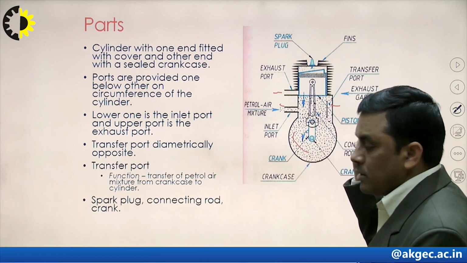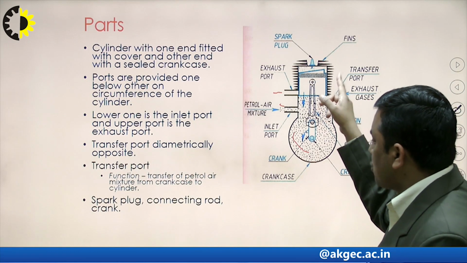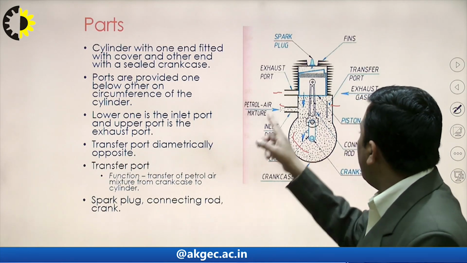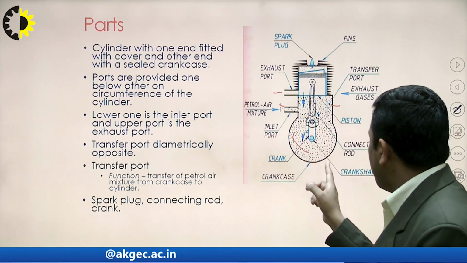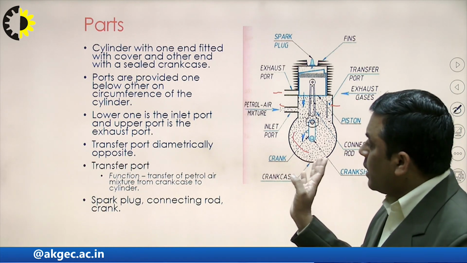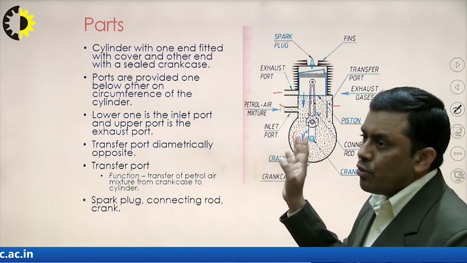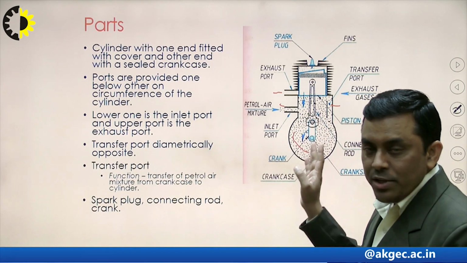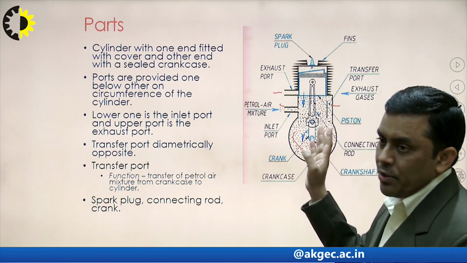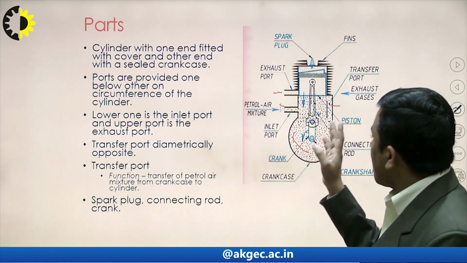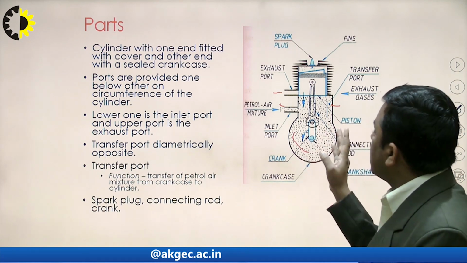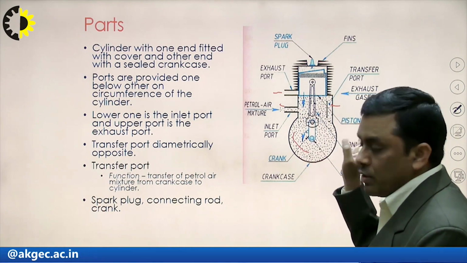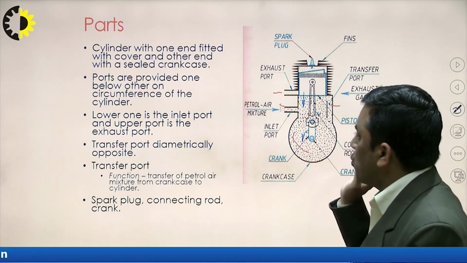A spark plug will be there. Yes, because it is a petrol engine working on Otto cycle, the ignition will be because of the spark plug. So the spark plug and the rest of the things are common: the piston, connecting rod, crankshaft, all these things. This is the constructional difference between a 2-stroke and 4-stroke engine. A 4-stroke engine has a valve actuating mechanism, and the valve is controlled by a cam arrangement. But in a 2-stroke engine, the opening and closing of ports are controlled by the movement of the piston. So instead of valves we have ports.